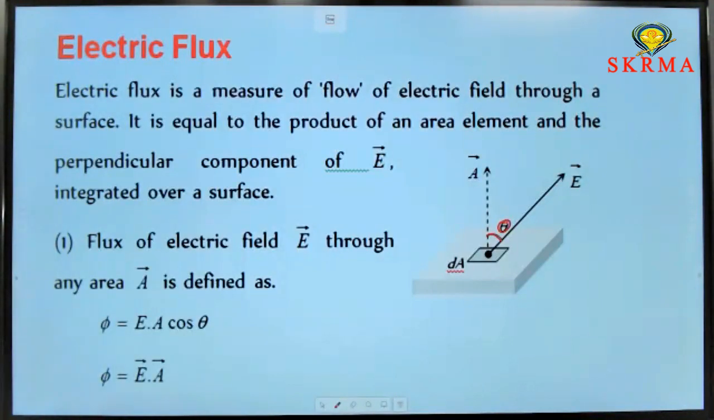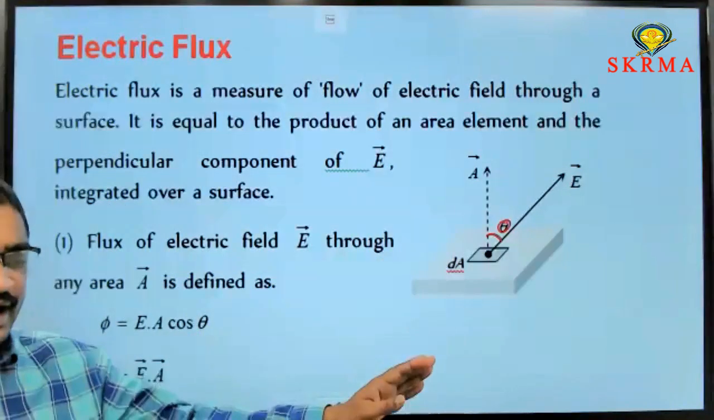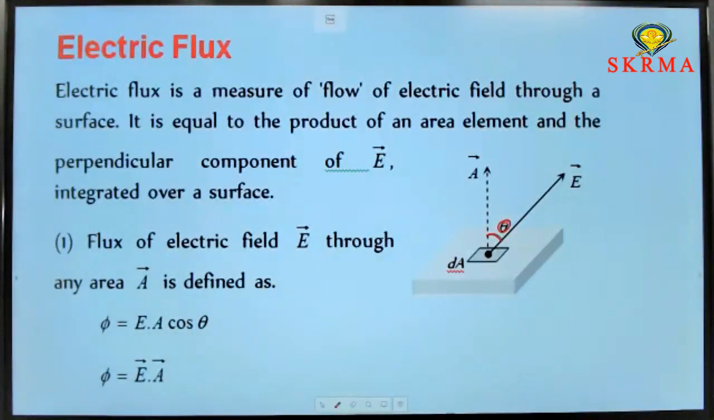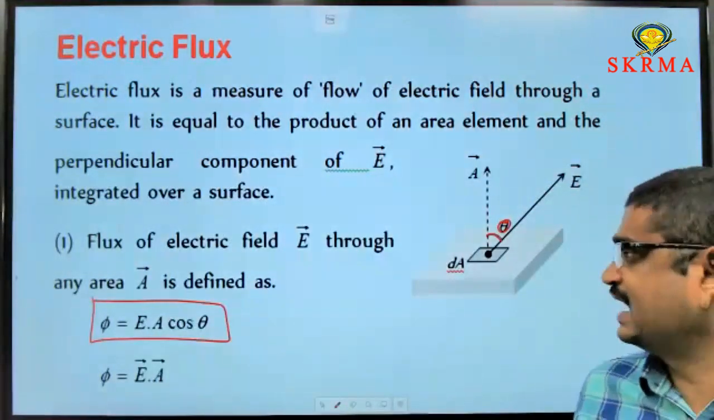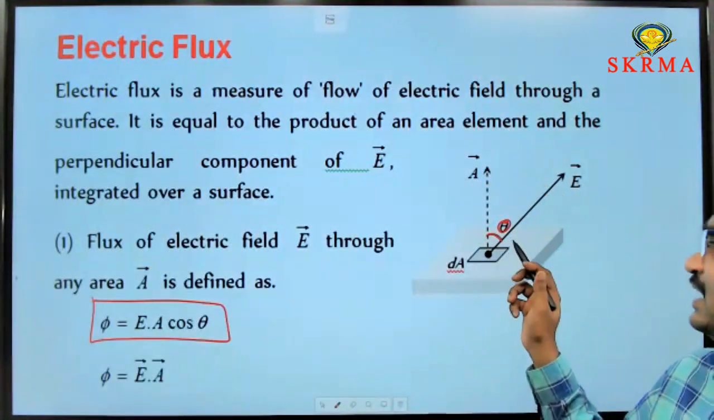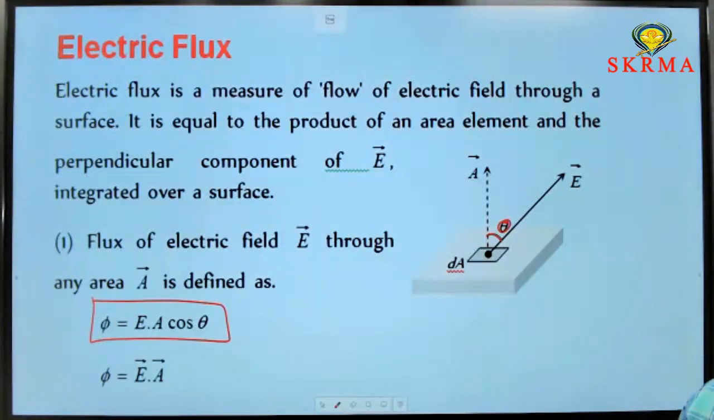Now, what is the area of the surface? A, capital A or dA. We can take it as A or dA. Now, flux passing through the surface is given by the equation EA cos theta. What is E? That is the magnitude of the electric field. What is A? Area of the surface. What is theta? Theta is the angle between electric field and area vector.